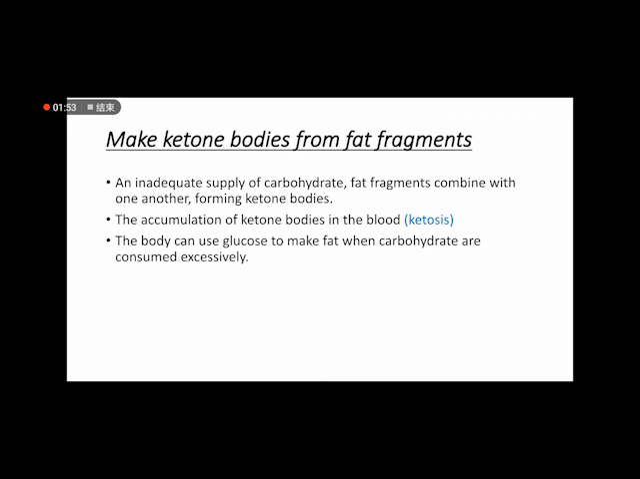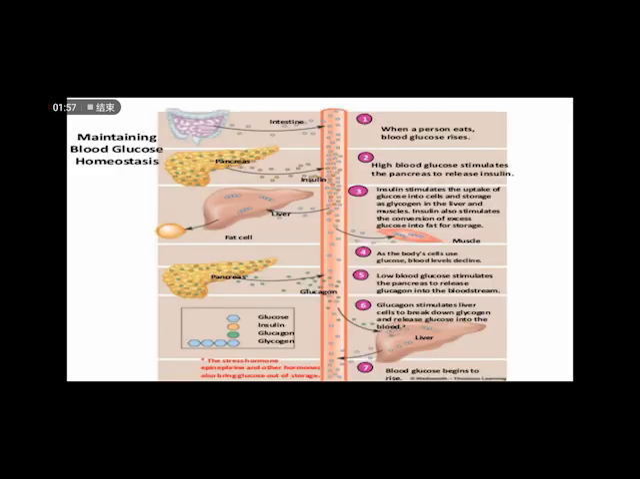The next is maintaining blood glucose homeostasis. The first step is when a person eats, blood glucose rises, and the high blood glucose will stimulate the pancreas to release insulin. The insulin will stimulate the uptake of glucose into cells and storage as glycogen in the liver and muscles. Insulin also stimulates the conversion of excess glucose into fat for storage.